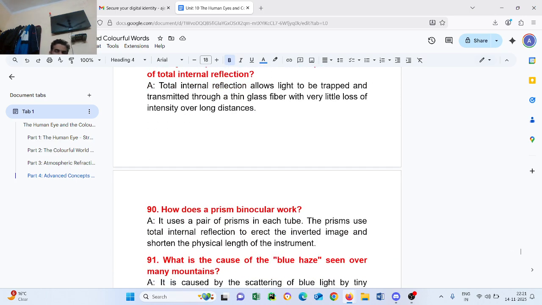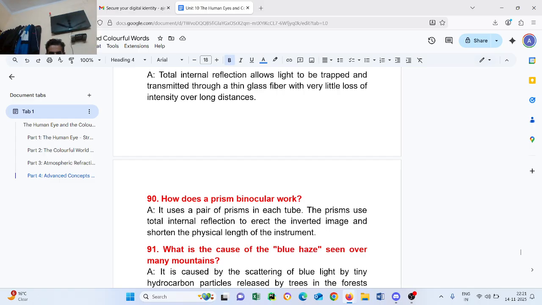Question number 90. How does a prism binocular work? It uses a pair of prisms in each tube. The prism uses total internal reflection to erect the inverted image and shorten the physical length of the instrument.